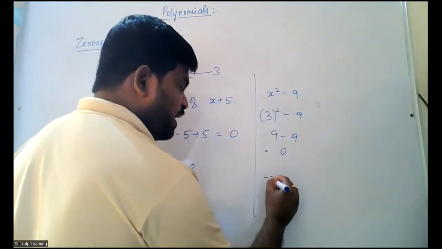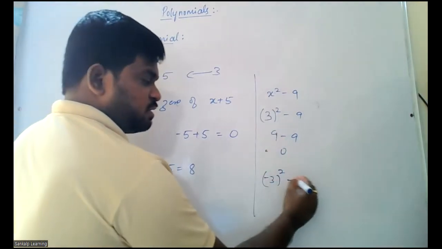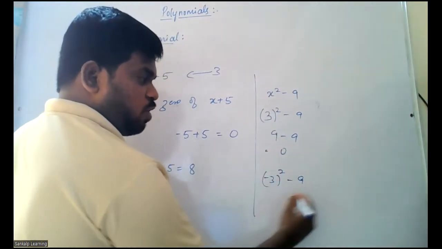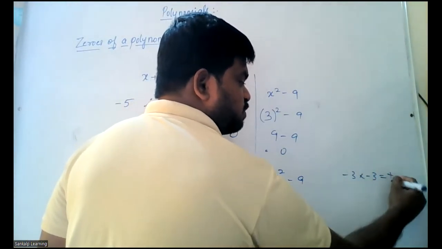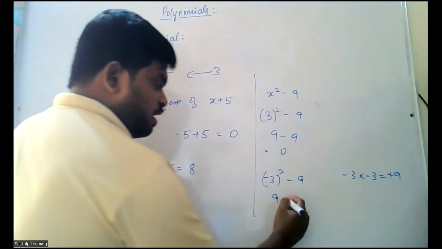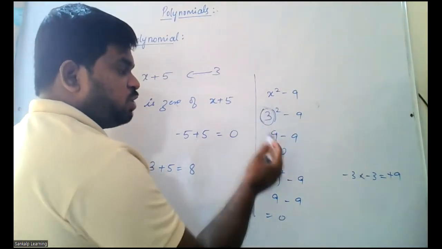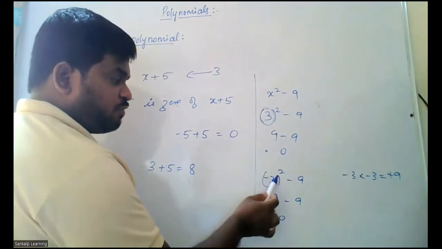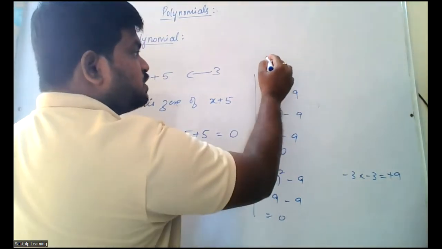I can also say minus 3 is 0 of this polynomial, because minus 3 in place of x. Minus 3 the whole square is what? Minus 3 whole square is minus 3 into minus 3. Minus into minus plus, 3 3s are 9. So minus 3 the whole square is also 9. 9 minus 9 gives you what? 0. So when you substitute 3 also, you are getting the final answer 0. When you have substituted minus 3 also, you are getting the answer as 0. Therefore, what are the zeros of this polynomial?